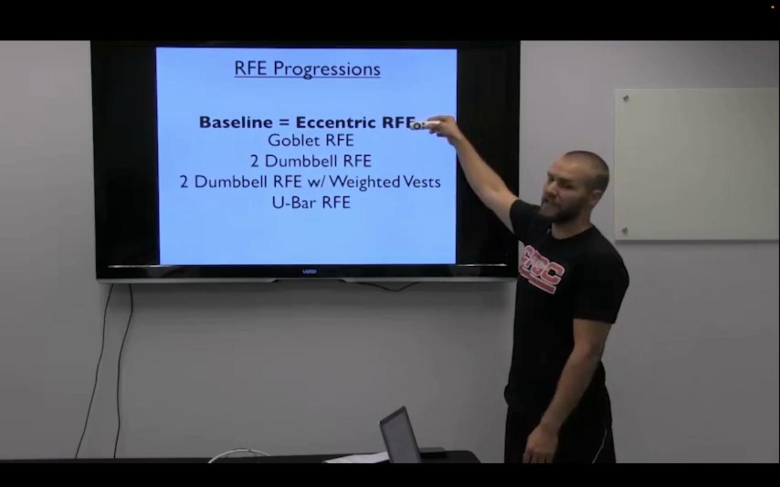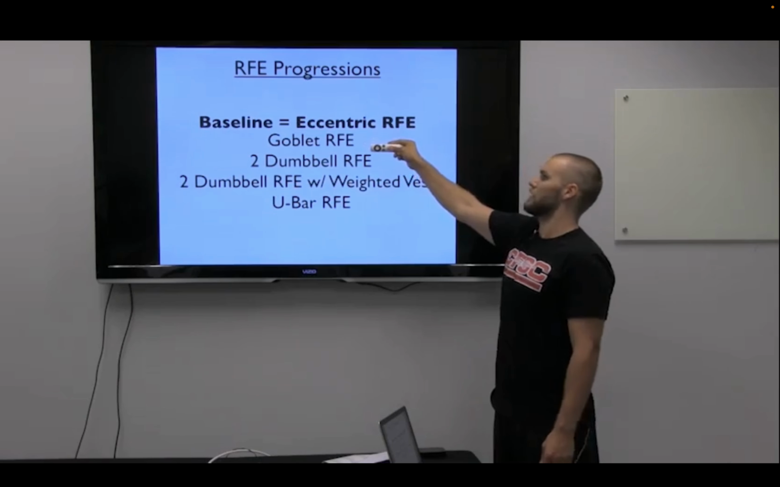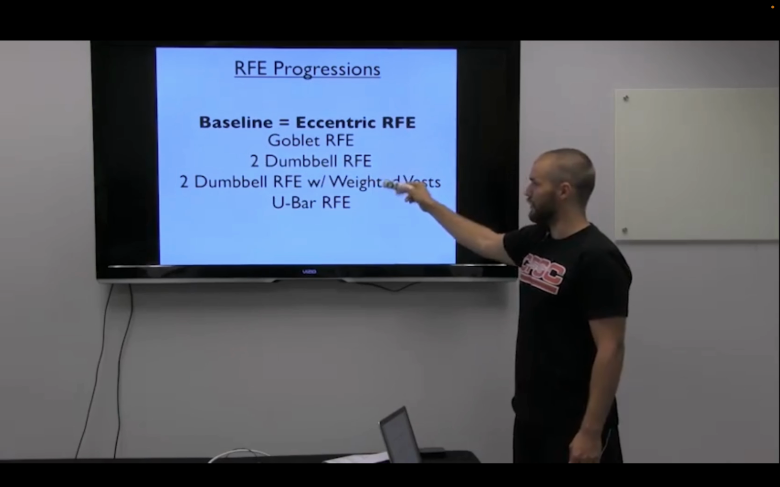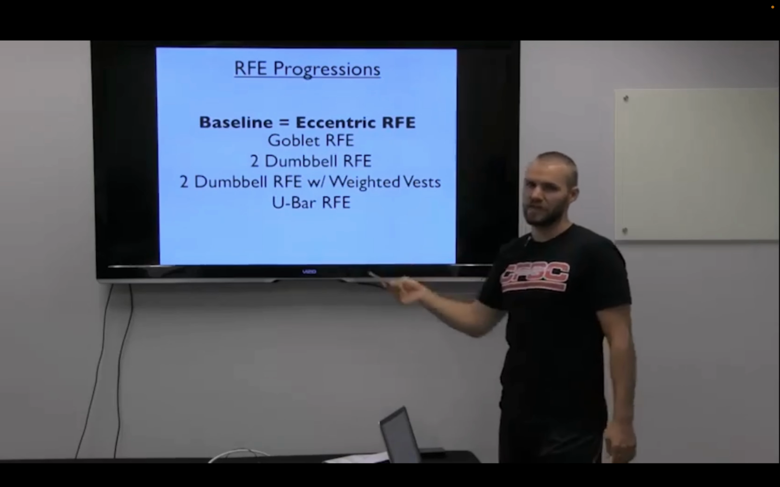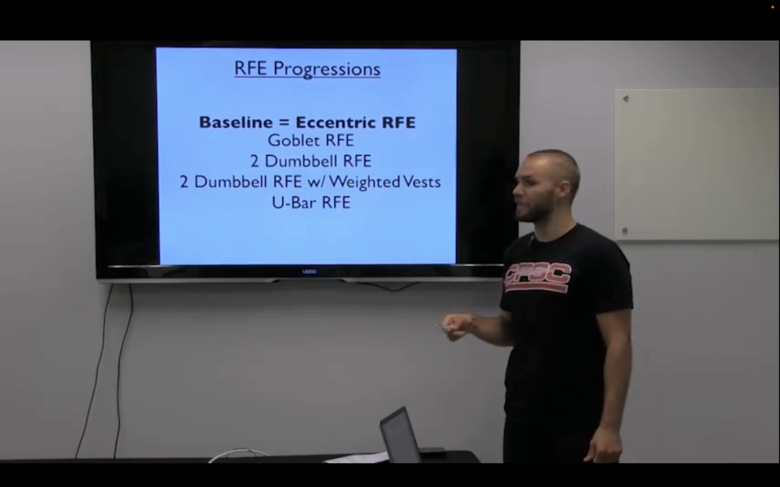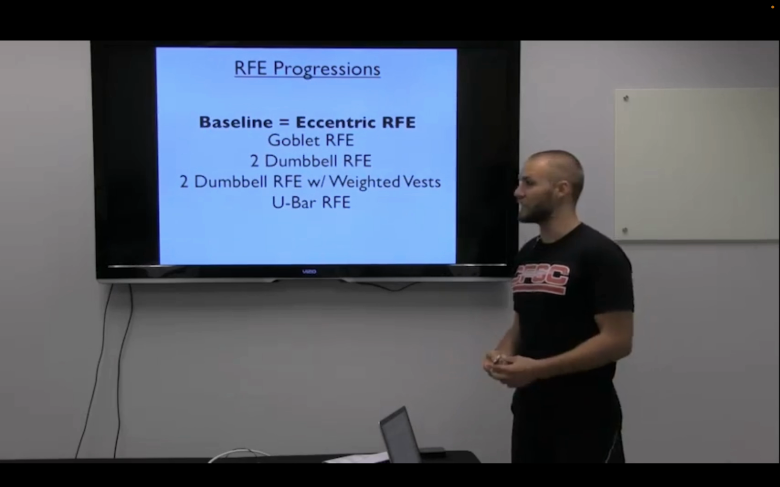Progressions, remember we have baseline, so everyone's starting here. We want to make it harder, we go to goblet RFE. If we want to make it harder, we go to 2 dumbbell RFE. If we want to make that harder, we go 2 dumbbells with weighted vests. And then we go to a U-bar. So we just got U-bars. We'll probably actually start using those next week here in our summer phase. It's kind of like half a trap bar, and it allows you to load up the bar pretty heavy.